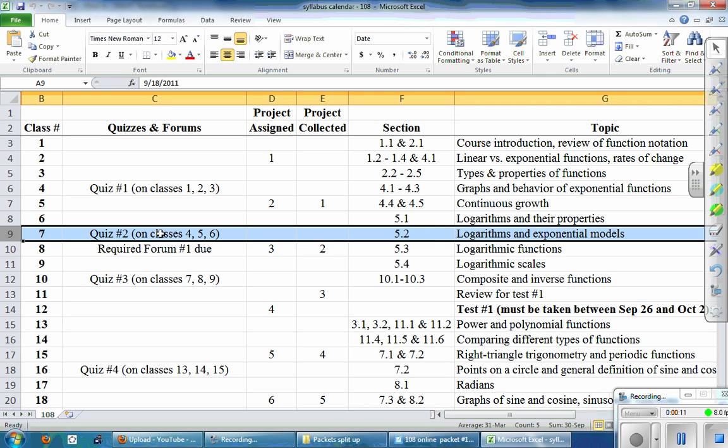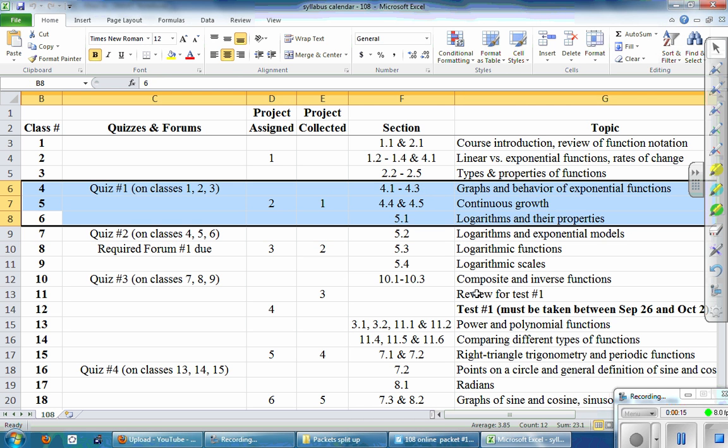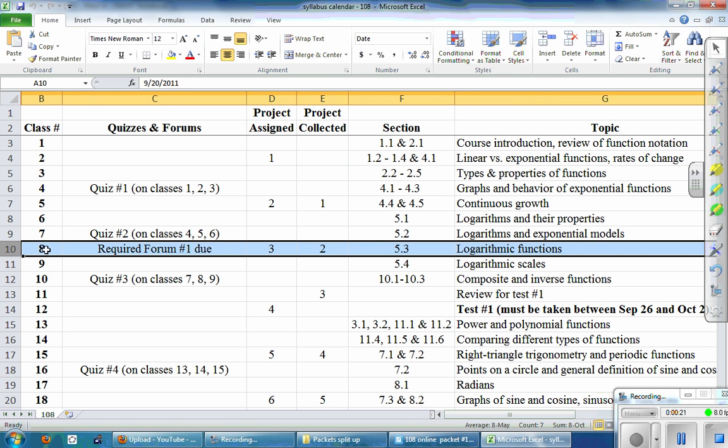We have a quiz today. It's on classes 4, 5, and 6. That's this material right here. Also, you should be working on project 2, which is due next class. So take a look at the date that is right after, or that is in this row. Project 2 will be collected next time, and then project 3 will also be assigned next time.